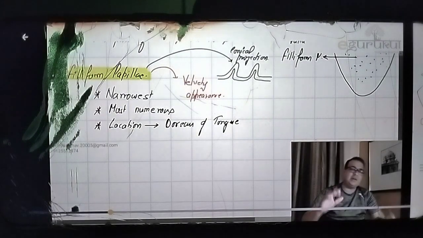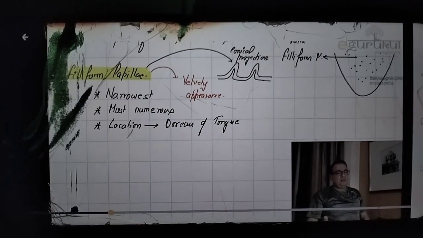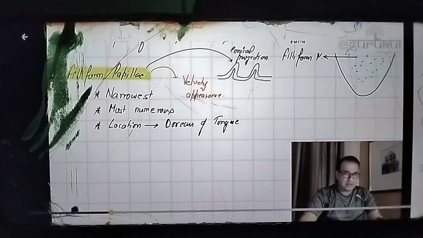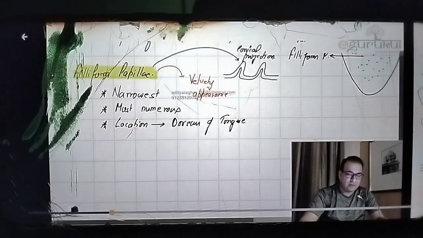Unlike circumvallate papillae, where you saw that it was more of a dipping inside, the lining epithelium dipping inside and in the furrow there were taste buds, here they are basically projections on the surface only. ऊपर की तरफ project करना है as a conical projection. Very small though, very very small, but yes, they give the typical texture of the tongue, that roughness, that velvety appearance of the tongue, is because of these filiform papillae itself.